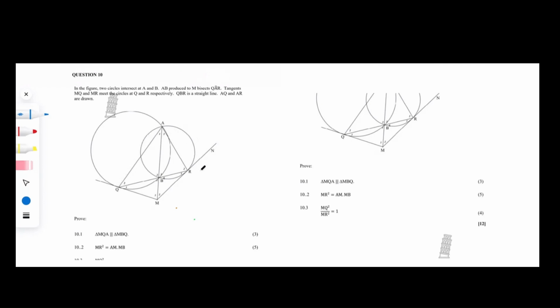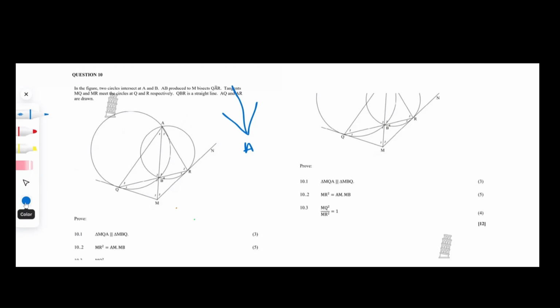QAR. What does it mean when a line bisects an angle? When a line bisects an angle, it means that that line splits that angle into two equal parts. And so in this case, QAR is bisected. AB produced to M refers to this angle over here, bisects QAR. So the line that stems from M bisects angle QAR, meaning that A has been equally divided into two equal parts, meaning that A1 equals A2. Okay, and that's very important to remember.